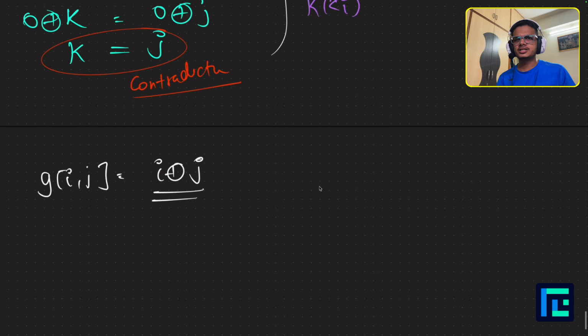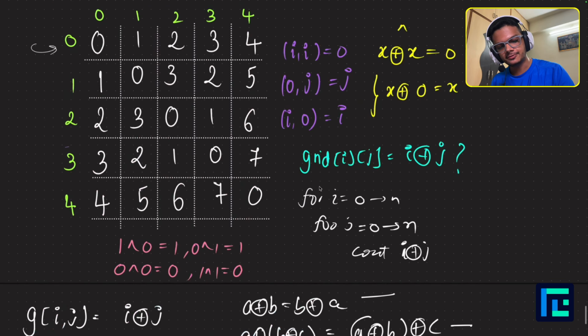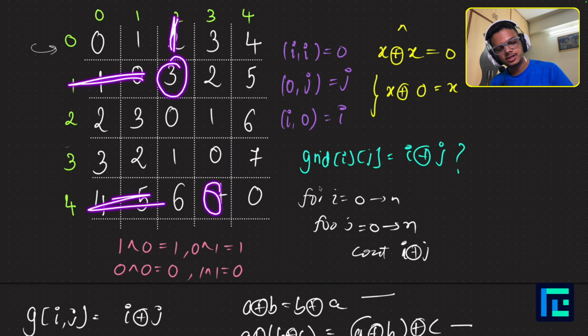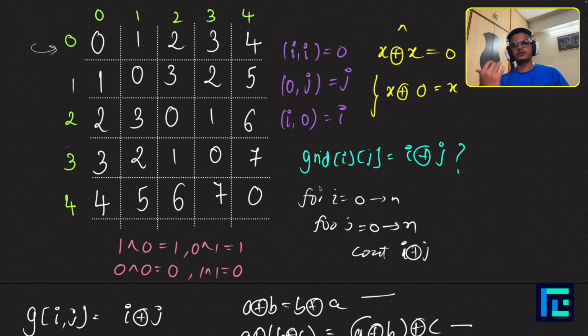But how do you prove that this is actually the minimum excluded value? This value is unique definitely. For example, this value will never occur here, will never occur here. This value will never occur here, will never occur here. So it will not occur on the same row to the left of it, and it will not occur on the same column on the top of it. But how do you prove this is the minimum?